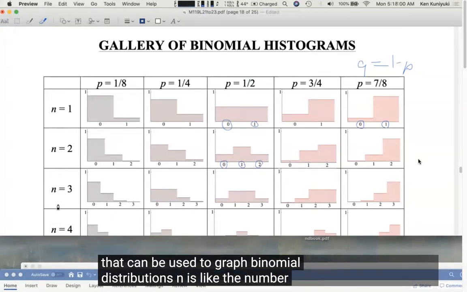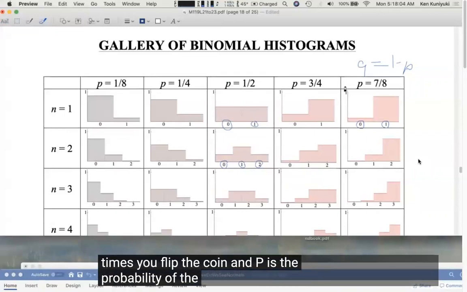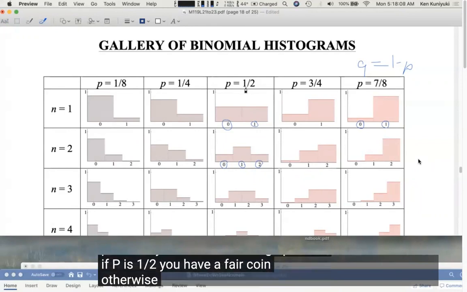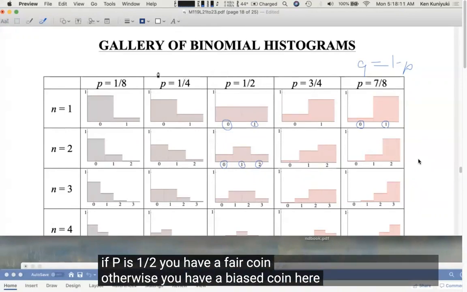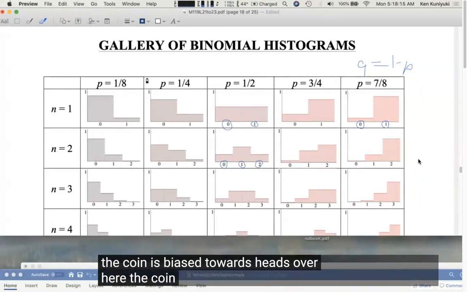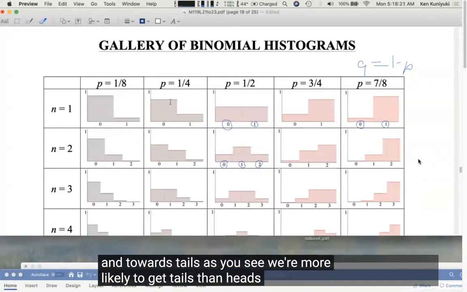N is the number of times you flip the coin, and P is the probability of the coin coming up heads. If P is 1/2, you have a fair coin. Otherwise, you have a biased coin. Here, the coin is biased towards heads. Over here, the coin is biased against heads and towards tails. As you see, we're more likely to get tails than heads.